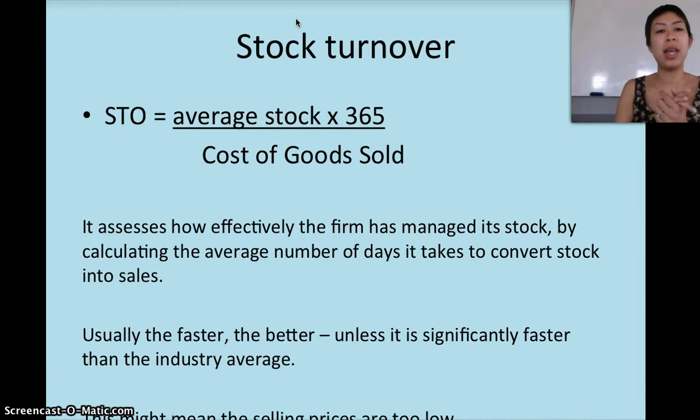The stock turnover has the formula of average stock times 365 over cost of goods sold. It assesses how effectively the firm has managed its stock by calculating the average number of days it takes to convert stock into sales, which means that usually the faster the better, unless it is significantly faster than the industry average. So we want to sell certain things very quickly, but if other businesses are selling at, say, 25 days and we're selling at 10 days, we might reflect and think, hey, something's not right. Perhaps our prices are too low and we may need to reevaluate.